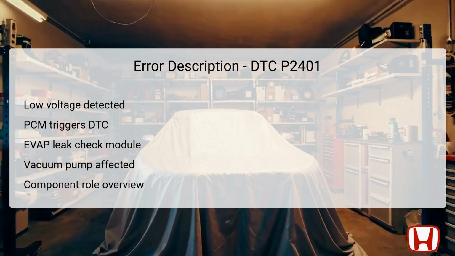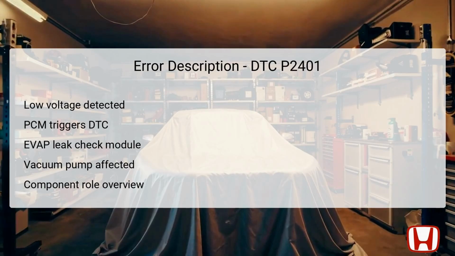DTC P2401 signifies that there's a detected low voltage condition from the EVAP leak check module's vacuum pump control circuit. The affected components in this scenario are primarily the EVAP leak check module and the powertrain control module, or PCM. The EVAP leak check module functions to ensure there are no leaks in the fuel vapor recovery system, which is crucial for minimizing harmful emissions.